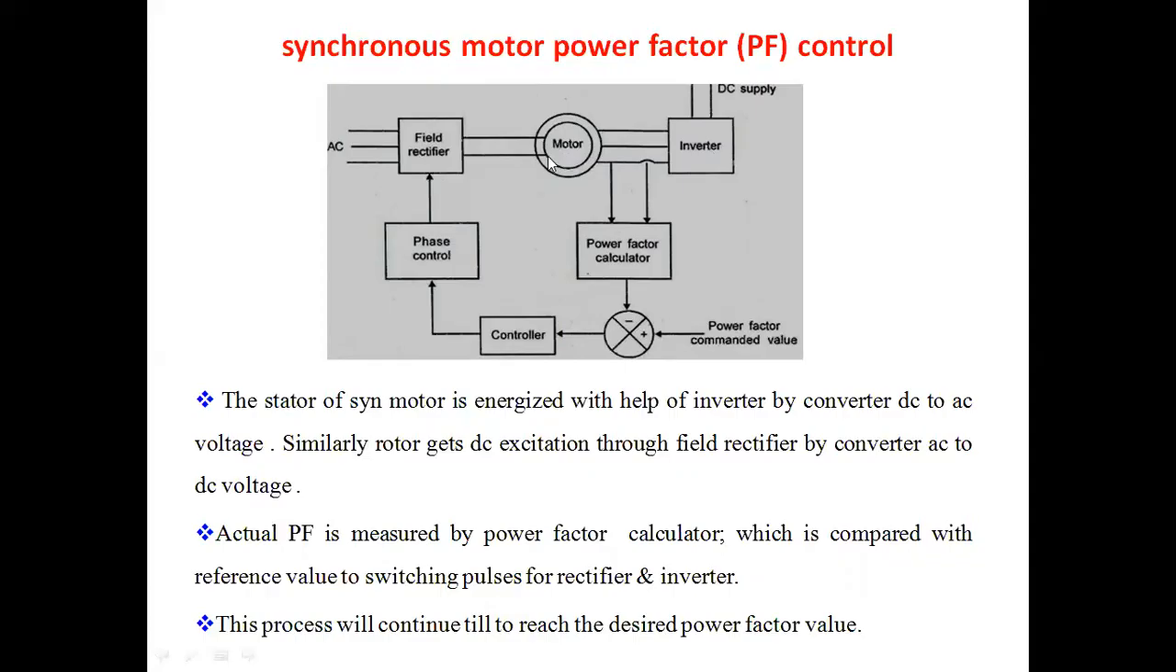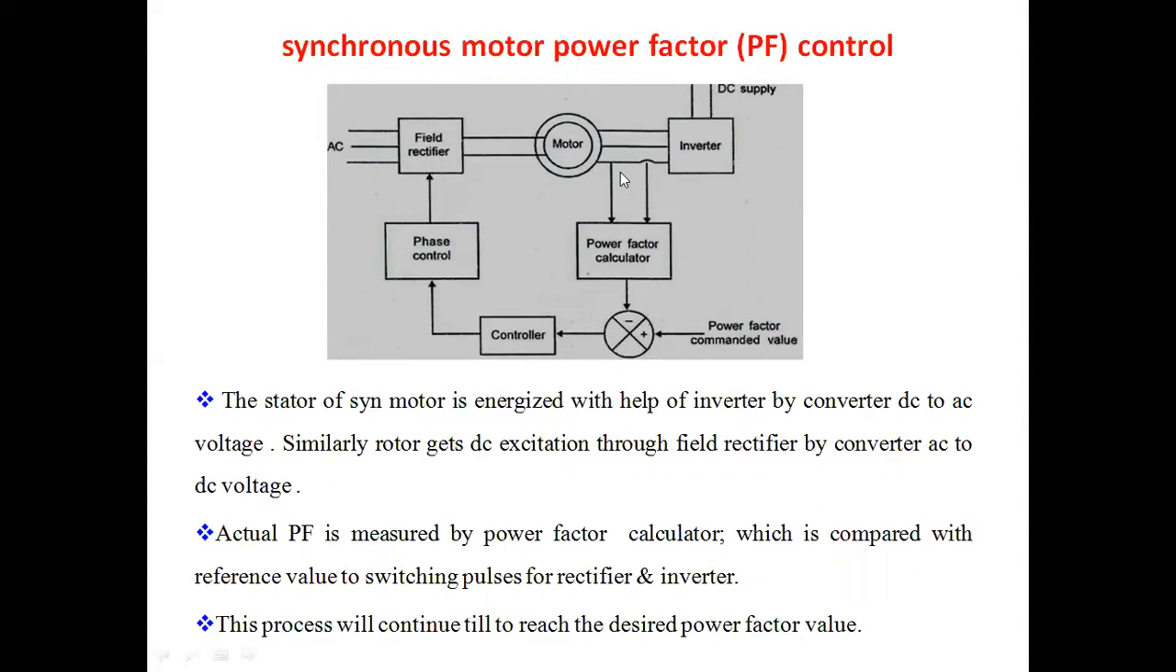Then for controlling the rotor, we need a separate DC excitation. It is generated with the help of a rectifier from the AC supply. AC is converted into DC with the help of the field rectifier, and that DC is connected to the rotor. It is used for DC excitation of the rotor. Now we are going to do the power factor control.